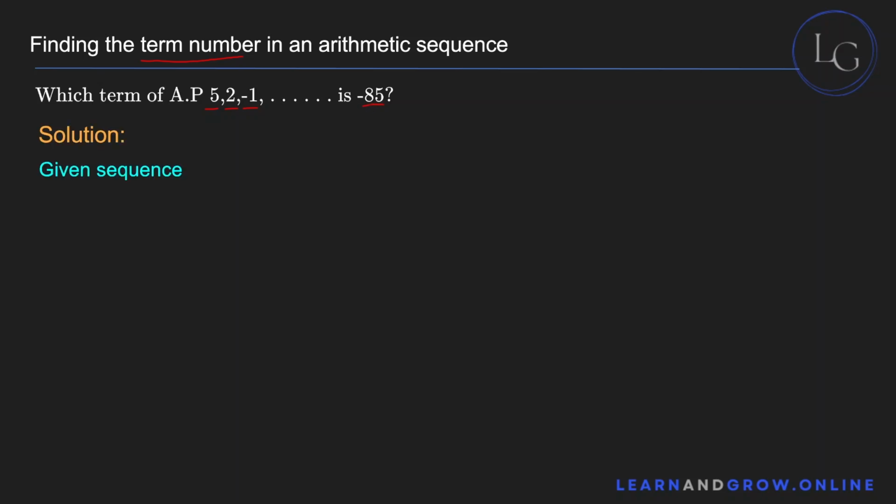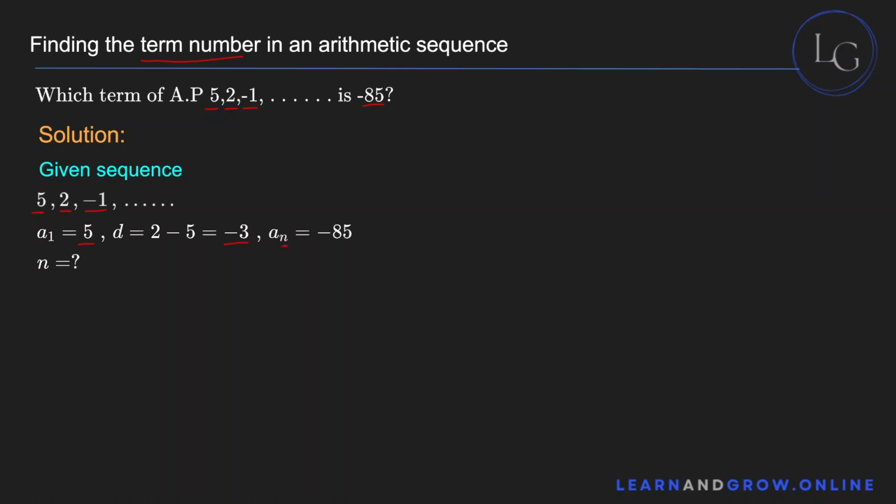And so we've been given these first three terms. So a1 is equal to 5, a2 is equal to 2, and a3 is equal to minus 1. So we already have a1, and d is equal to minus 3, because 2 minus 5, two consecutive terms, the difference between them is minus 3. And we have to find n.